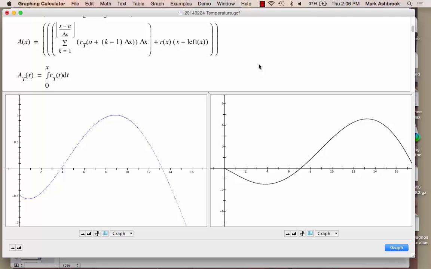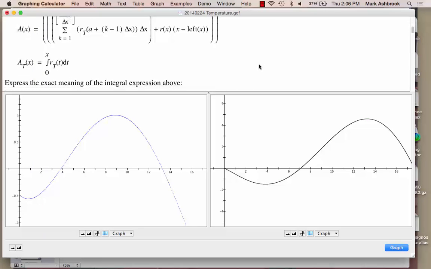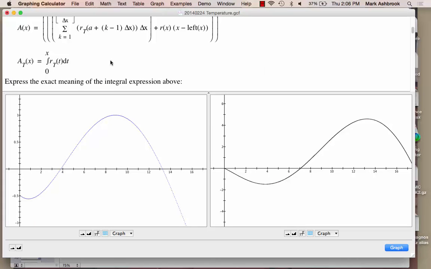So this is A sub t, which, what I want you to do actually before we go on, can you express the exact meaning of that right there? In words, and we talked about this last time, what is that right there? So take a moment to talk to the person next to you. Express that in meaning.